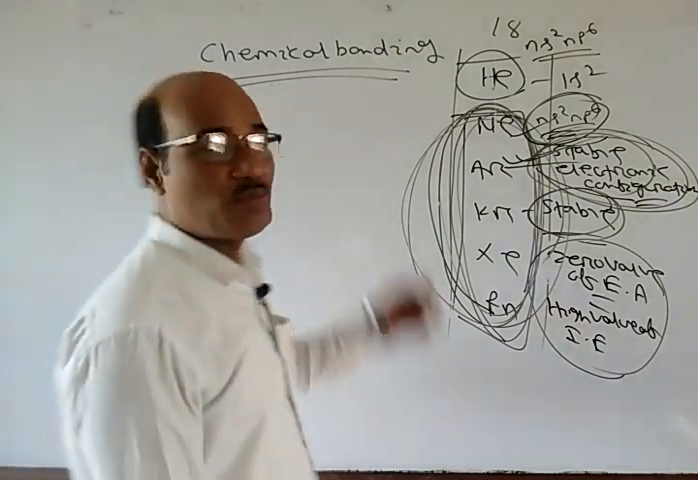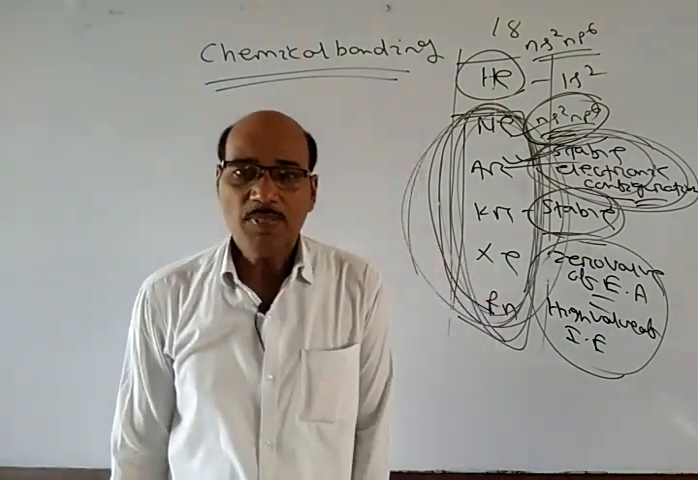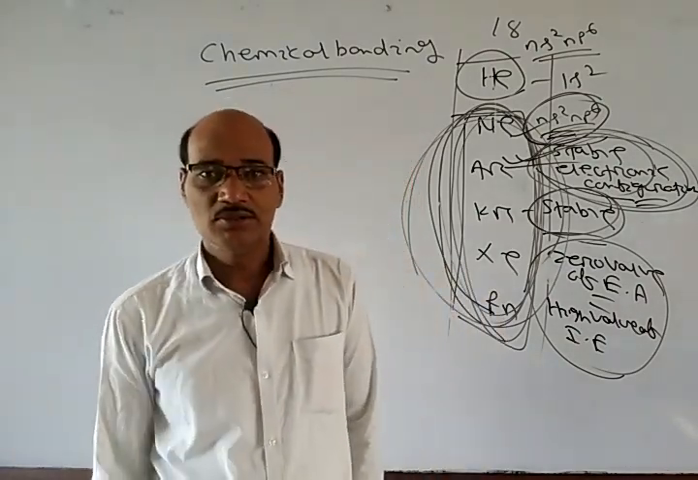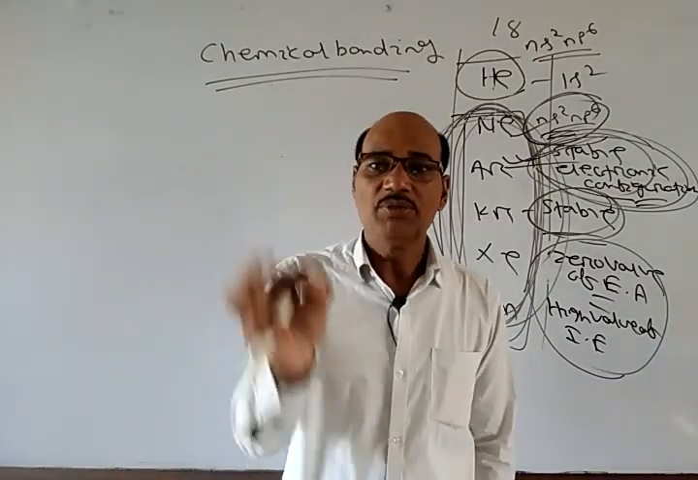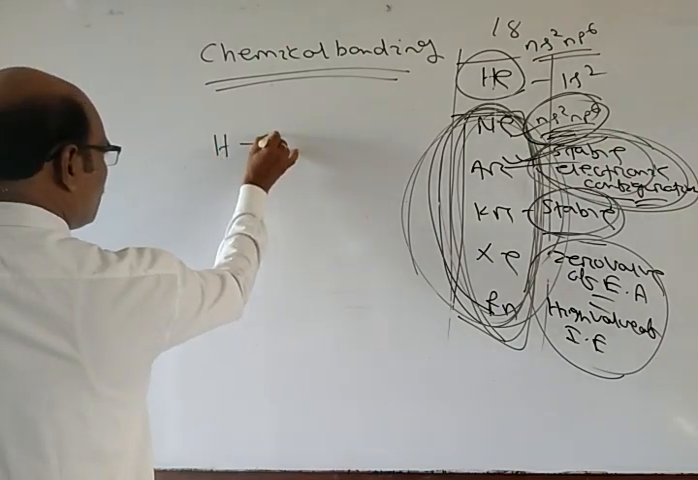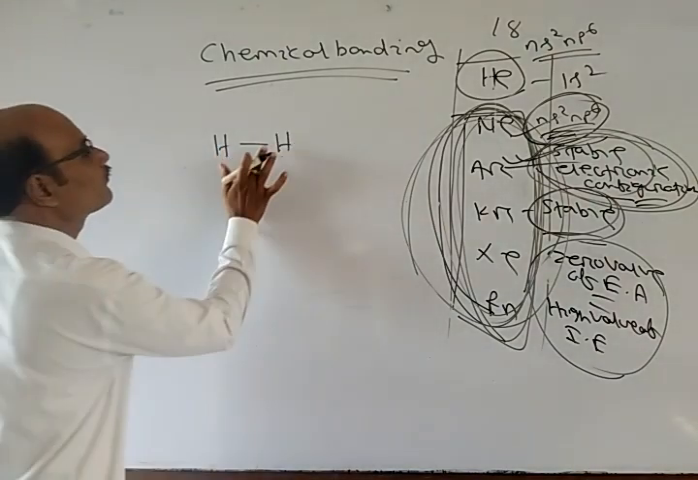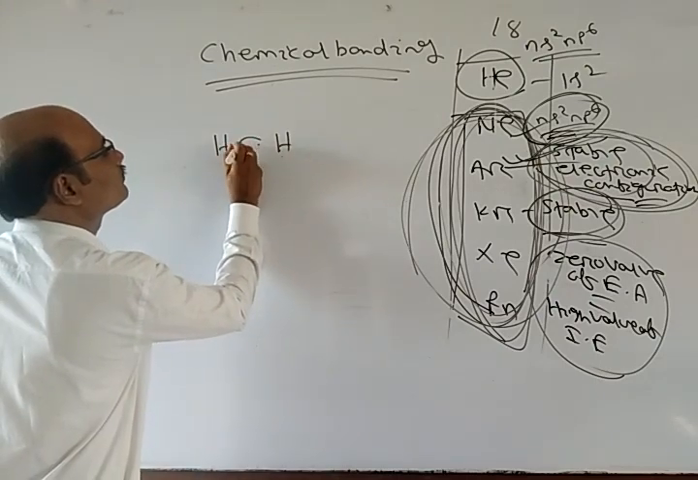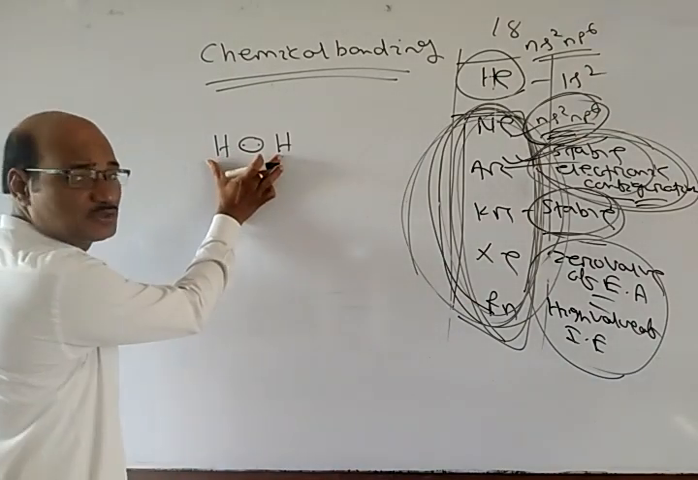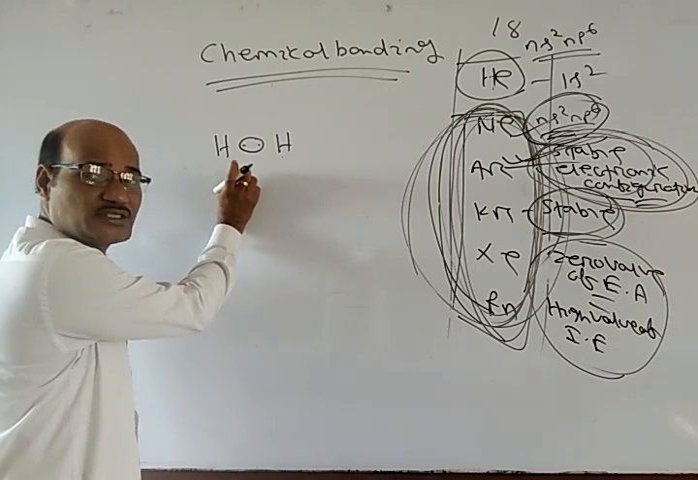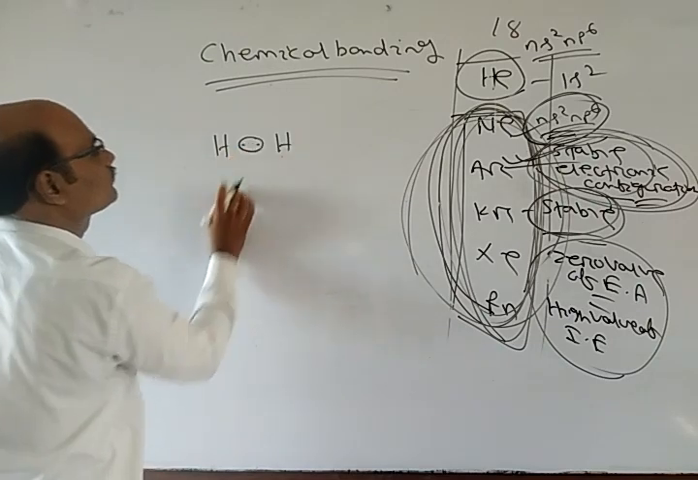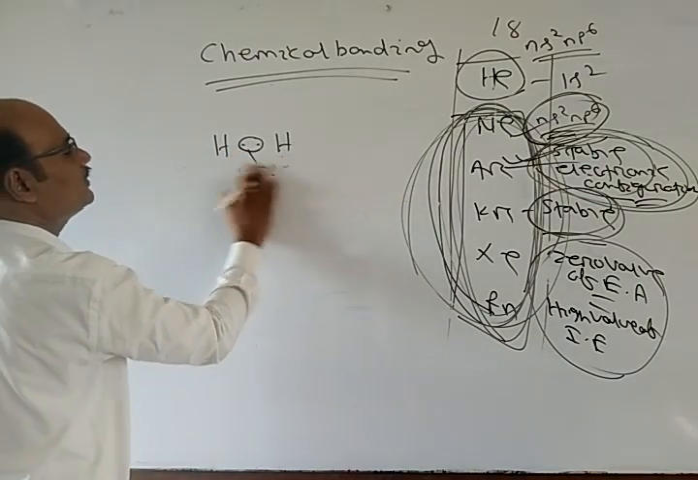So what is a chemical bond then? A chemical bond is a force of attraction that binds the constituent atoms within a molecule. If we consider H2, here you see between these two atoms there is a force of attraction that attracts this shared pair of electrons. This is called what? The chemical bond.